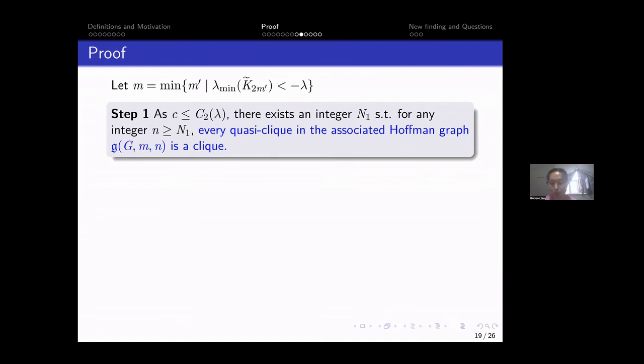This is what we can have from the condition that the graph is sesqui-regular. If it's not sesqui-regular, we don't have this property on the quizy cliques. But now we assume the graph is sesqui-regular. So in this case, we can always choose n large enough such that every quizy clique is a clique. This is the first step.